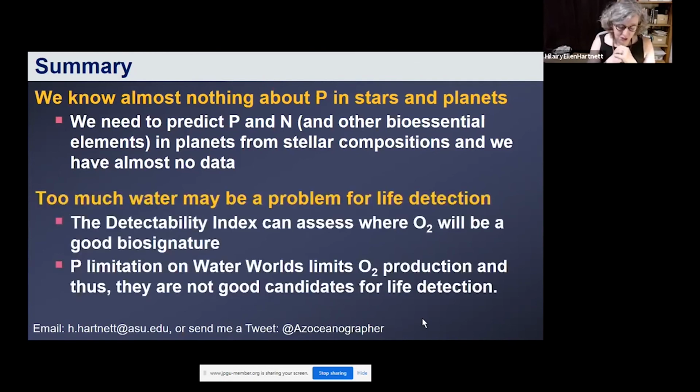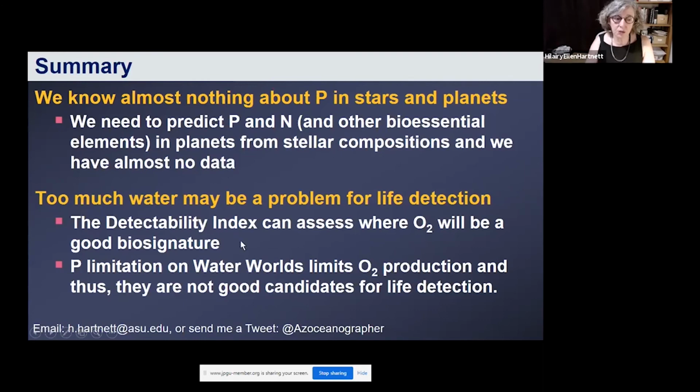The other thing I told you about today is that the types of planets that we may discover around other stars, we don't have examples of all of them in our own solar system, right? We know what rocky planets look like. We know what gas giants look like. But water worlds, which intuitively sound like they could be habitable, and they very well could be habitable, too much water may be a problem for life detection on these planets.